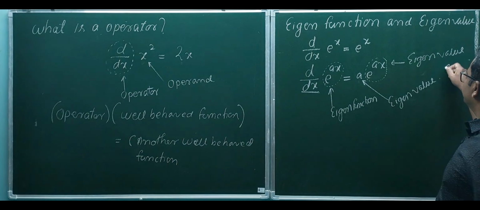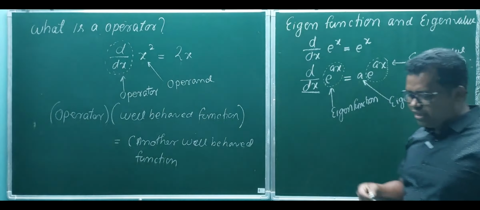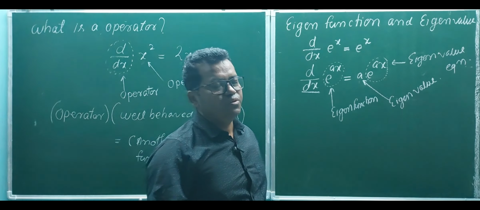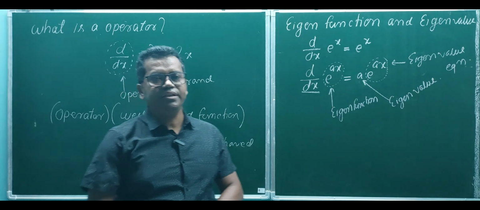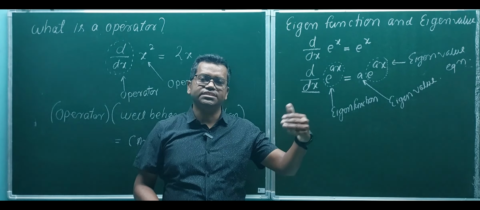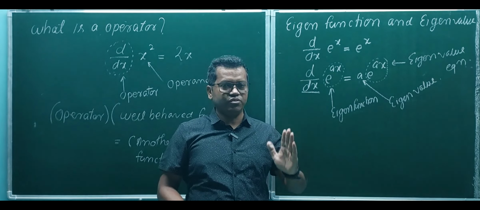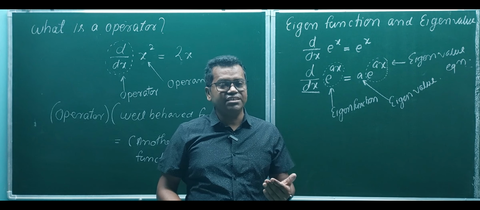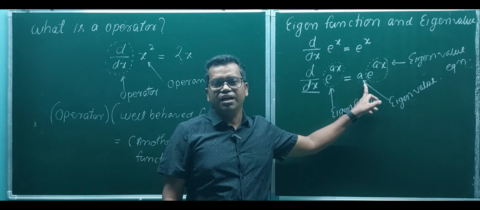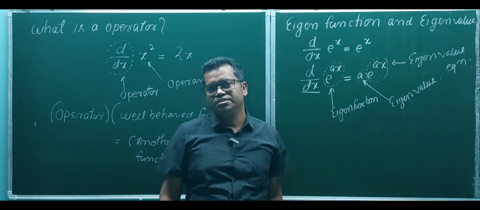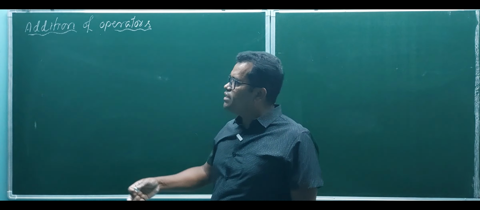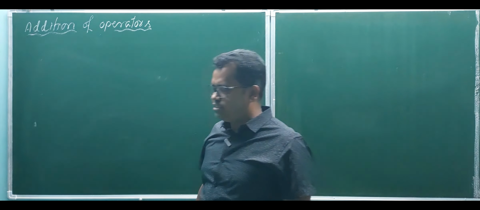Very simple: eigenfunction, eigenvalue and eigenvalue equation. I repeat, when an operator operates on a function and produces the same function multiplied by a constant quantity, then that function is called eigenfunction and the constant quantity is called eigenvalue, and this equation is called eigenvalue equation. Our next topic is addition of operators.